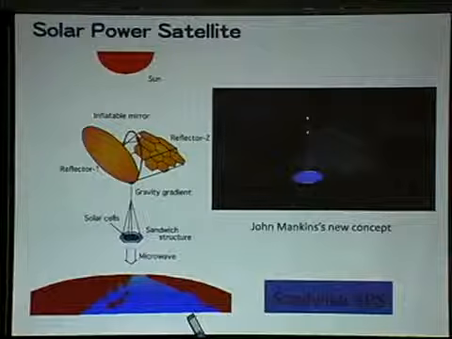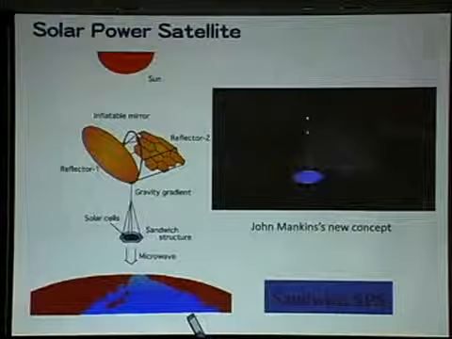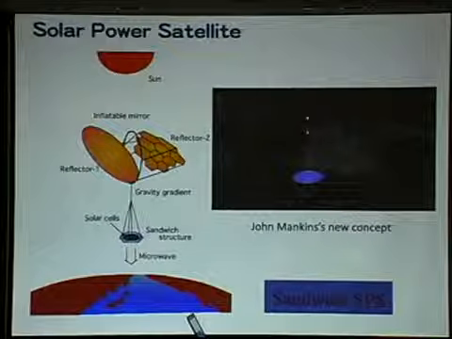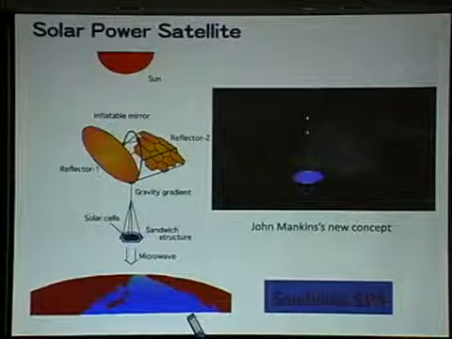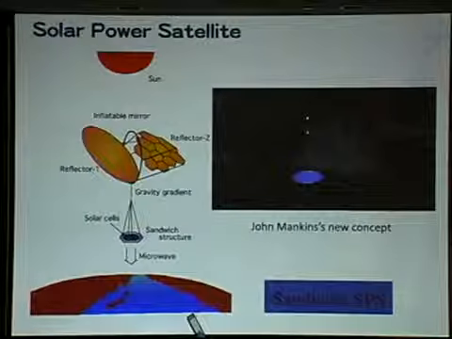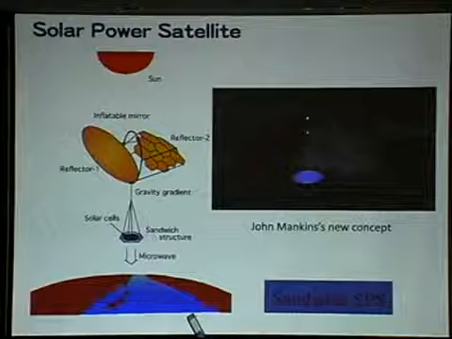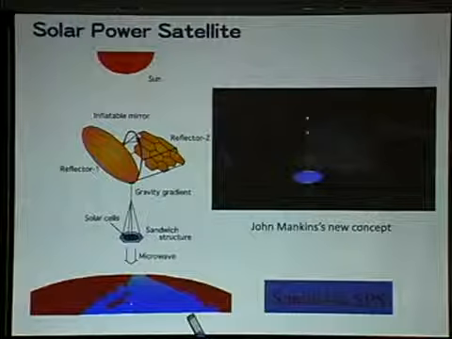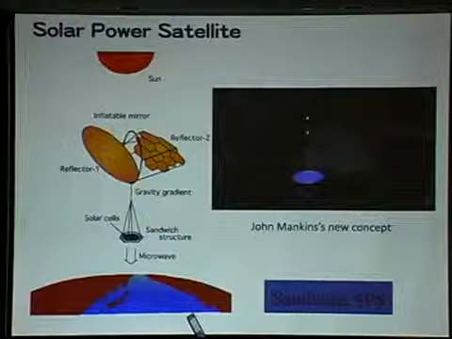You can understand this. We have a pair of reflectors, and this is a sandwich structure. On one side, solar cells. On the opposite side, the microwave power transmitter. Solar energy is reflected twice and concentrated on the solar cells. Electricity is generated by the solar cells and converted to microwave to the ground. John's idea is very similar.